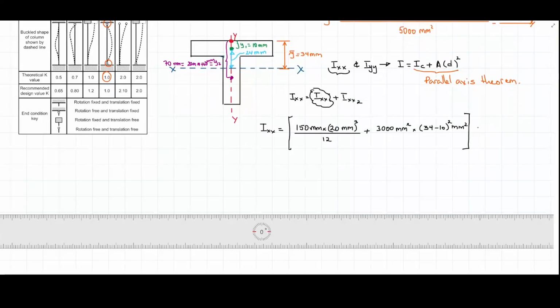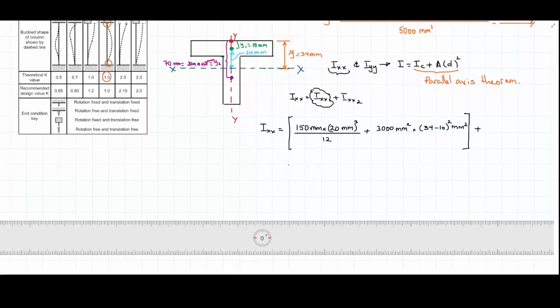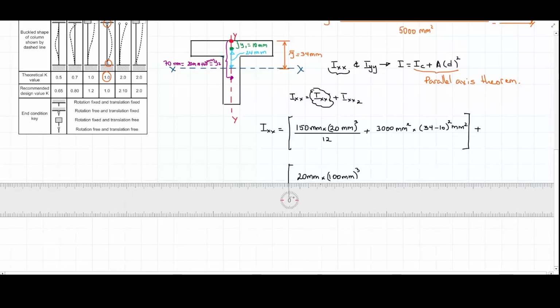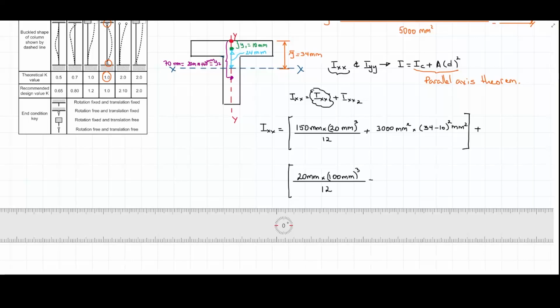Plus the moment of inertia of the second part of the T section, and let me open up a bracket here. The moment of inertia with respect to its centroidal axis is going to be the base, 20 millimeters, times the height, which is 100 millimeters, cubed, divided by 12, plus, to take into account the difference of position on the centroidal axis, the area of this second section, which is 2,000 square millimeters, times the distance from this center here to the centroidal axis.